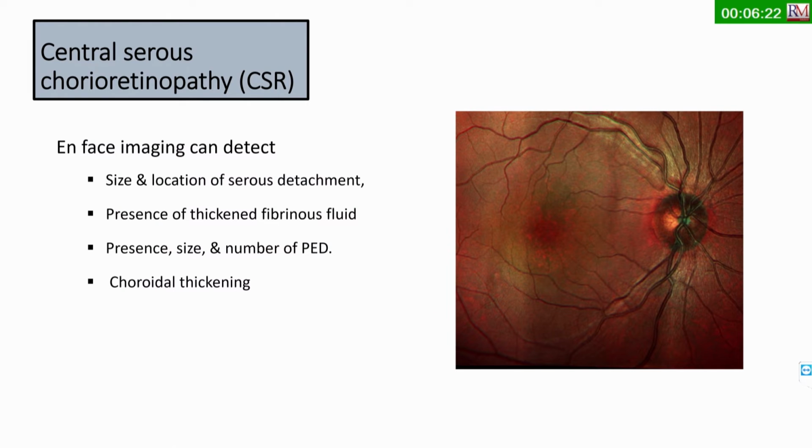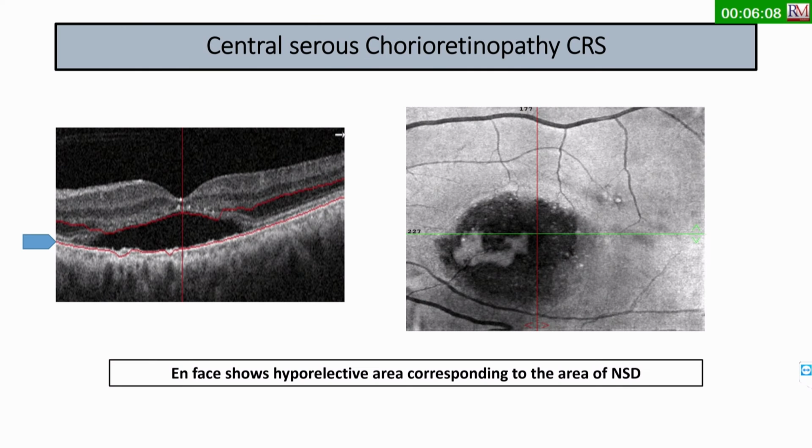When we move further deep with the slab towards the outer retinal layer, we have CSR. The value of en face imaging in CSR is the detection of size and location of serous detachment, and also presence of thickened fibrinoid fluid, also the size and number of PEDs, and choroidal thickening. Here, for example, a patient with active CSR, we can detect in the line scan neurosensory detachment, and we have a hyporeflective area in en face imaging corresponding to the neurosensory detachment.